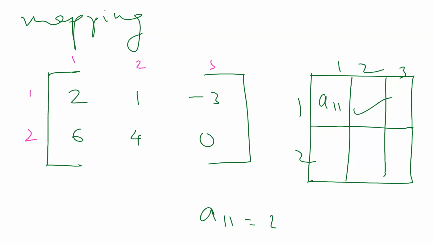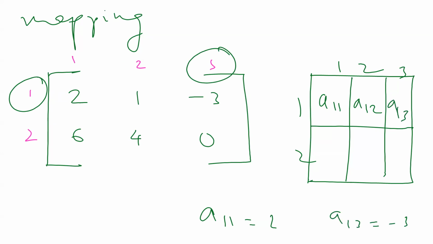The second code, first row, second column. Small a12. Always first the row, then the column. First we have to write down the row and then the column. One three, so a13. So a13 is equal to -3. So this position is a13.